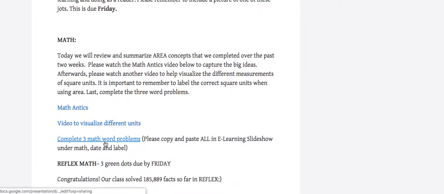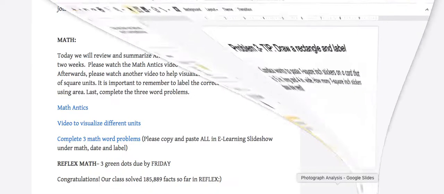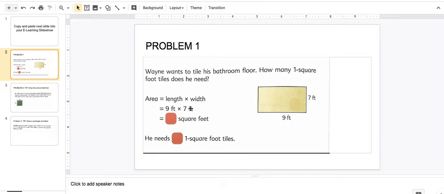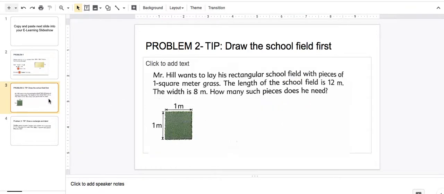And you have 3 math word problems. Please pay attention. You need to read really carefully, and we're really trying to see if you know how to think about your units. Okay, so again, you're going to copy and paste these into your e-learning. Here's the question. You just need to figure out the answer for these two sections. This one's a little bit easier, and then it gets harder and harder as we move on to problems.